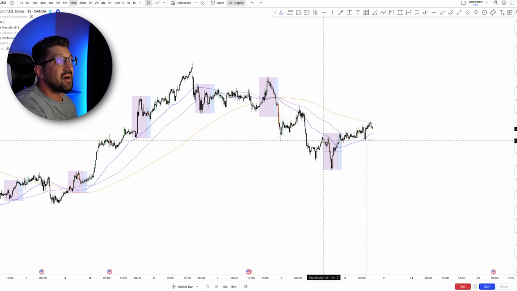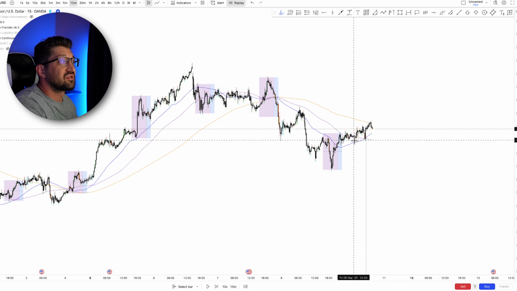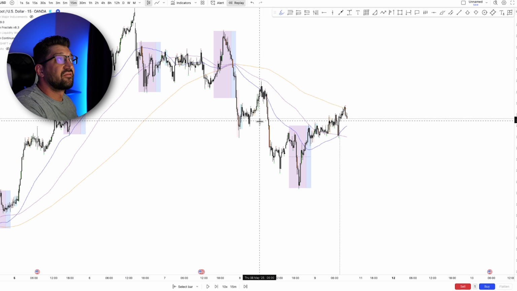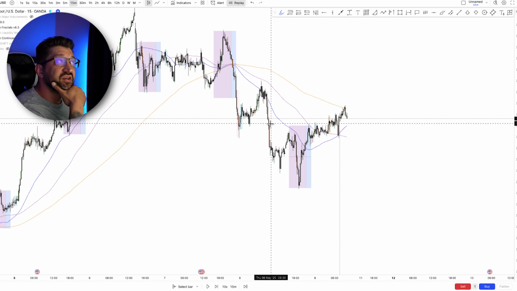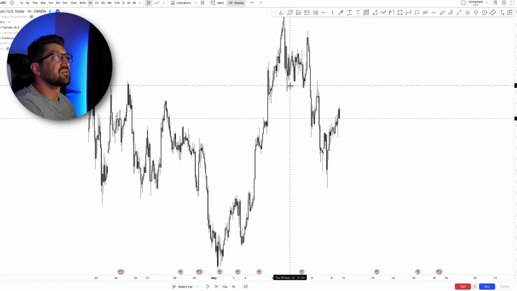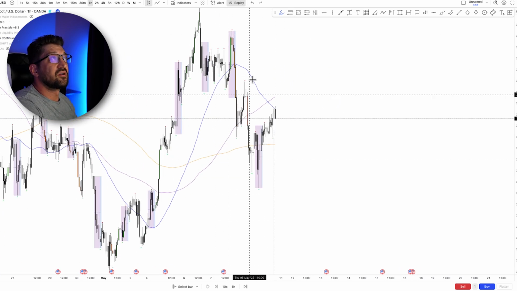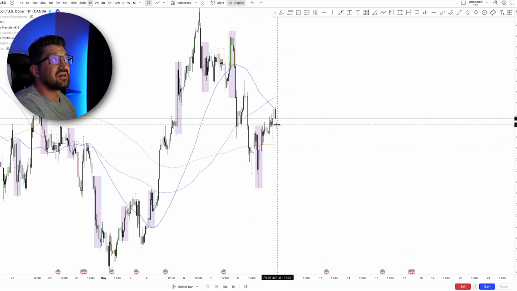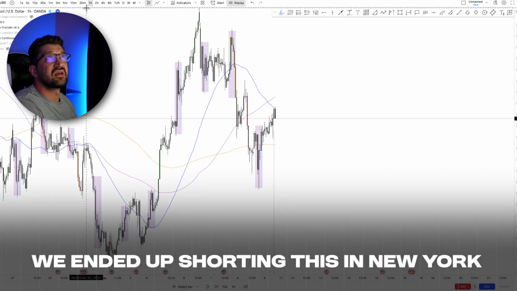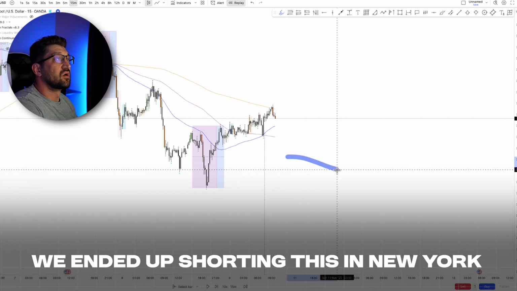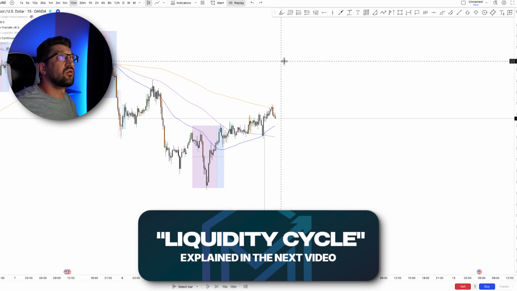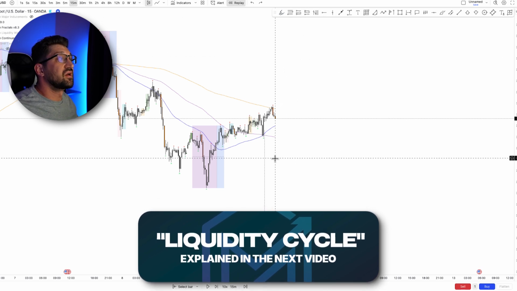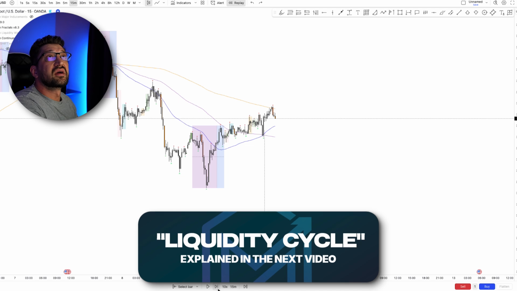So this is what happened. We had an announcement that basically the market itself was trade truce deal with China is being made. So the minute that got announced, we assumed that these bearish pushes would continue. So that's our expectation. So we ended up shorting this in New York. Now this was a liquidity cycle, which again, I'll explain when we get into our next video.